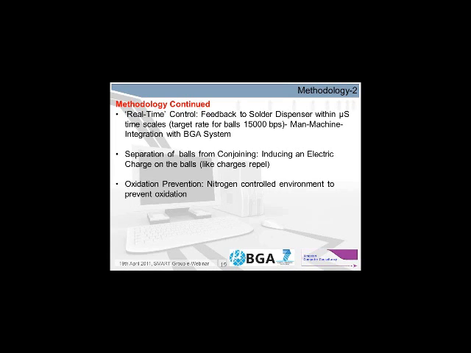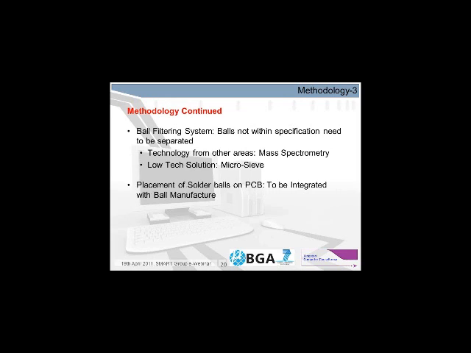solder production tank. The solder balls will be separated so they don't conjoin, by inducing an electric charge on the balls, and oxidation will be prevented by providing a nitrogen-controlled environment to remove the oxygen from it. And so the surface of the balls will be nice and smooth and shiny.